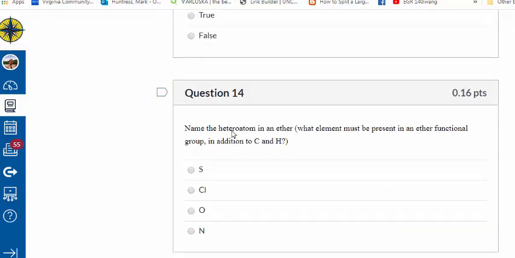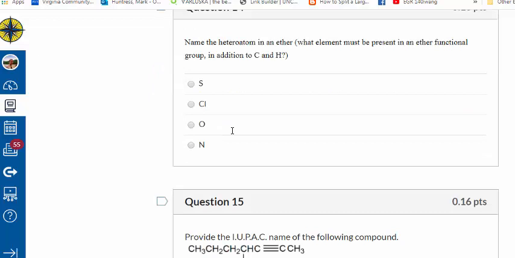Let's see, a bunch of true or false here. You guys can handle those. Okay, a heteroatom is not a carbon or a hydrogen. So yeah, all the first functional groups we look at have oxygen in them, and ether is not an exception. So an ether has an oxygen that's sandwiched between 2 carbons.